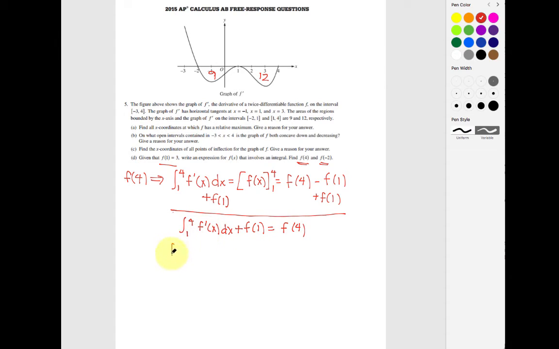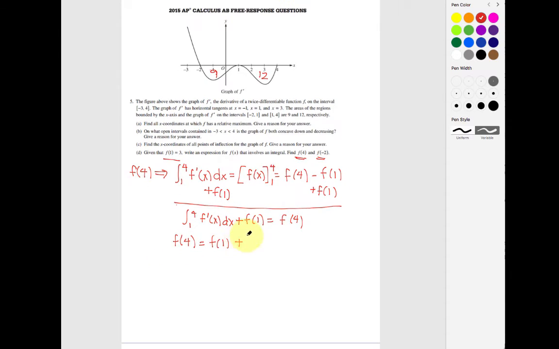In other words, f of 4 is f of 1, which was my starting point, plus whatever the area under that f prime curve is from 1 to 4, right? Because I have my starting point plus whatever area I'm accumulating under the curve, and that's going to bring me to where I am for f of 4.